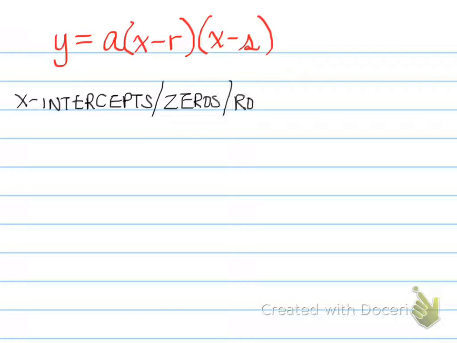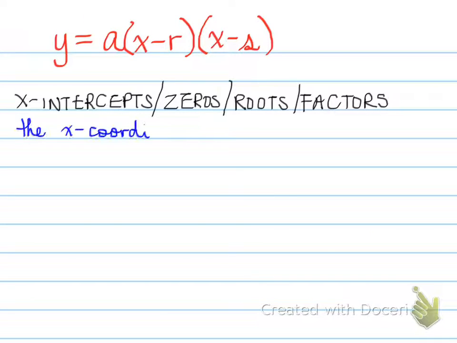Factored form involves identifying one crucial important part of the parabola. Not every parabola has this, but definitely it's an important crucial part. And that is known as the x-intercepts, zeros, roots, and finally factors. We don't really use this word as much, but this is known as the factored form of the parabola.